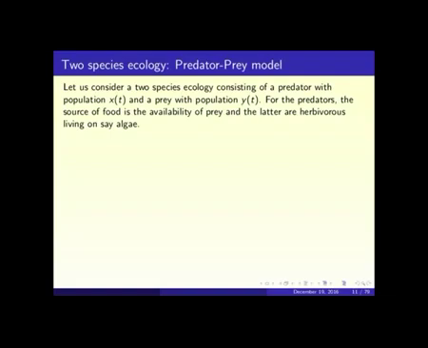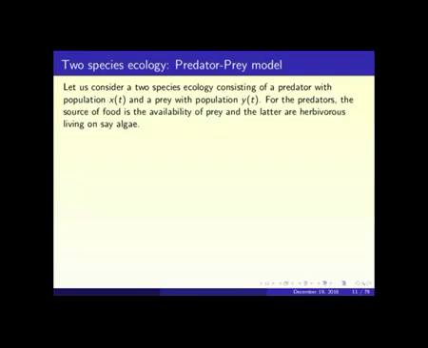Now let us go to another system. Let us go to an ecological system, but this time this ecology contains two types of species, a predator and a prey. For example, you can think of the predator as sharks and the prey as sardines, for instance, or any predator and any prey. You can think of cats and mouse if you like. So let us consider a two species ecology consisting of a predator with population x of t and a prey with population y of t.